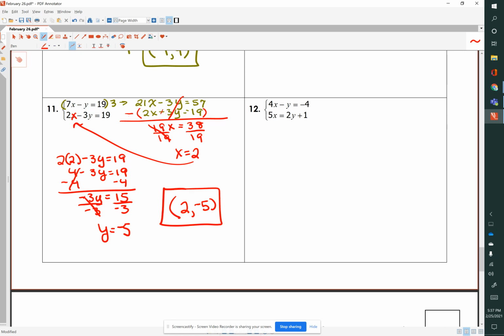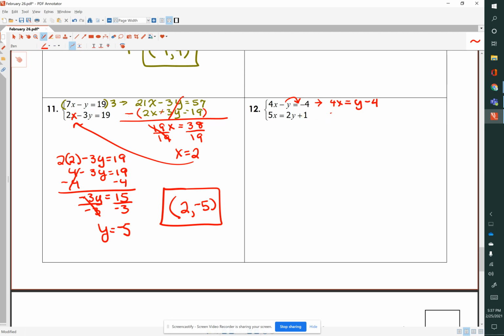And finally, number 12. I've got 4x minus y equals negative 4, and 5x equals 2y plus 1. Be careful here. These are not in exactly the same format. So first thing I want to do is move y to the other side of the equation. I have to move y over here, which will make y positive. So that will be 4x equals y minus 4.